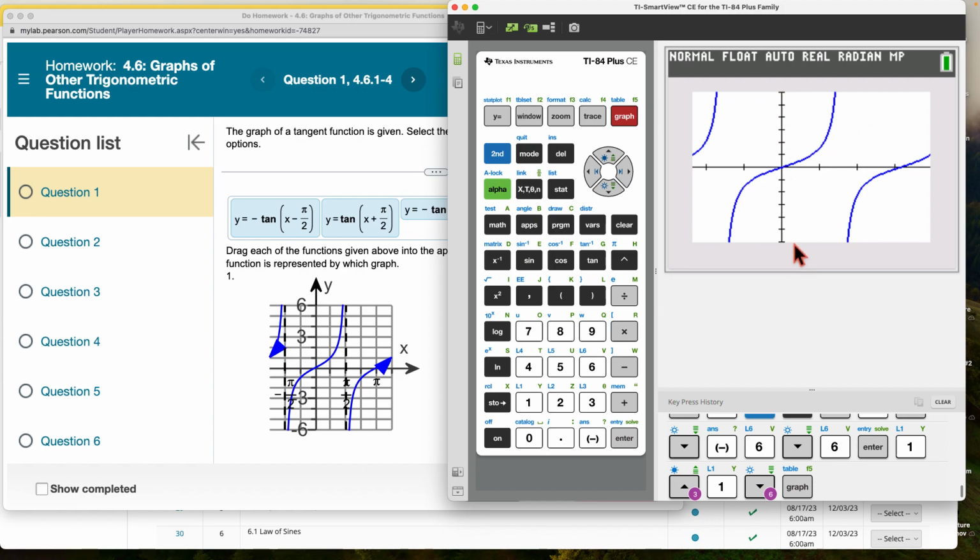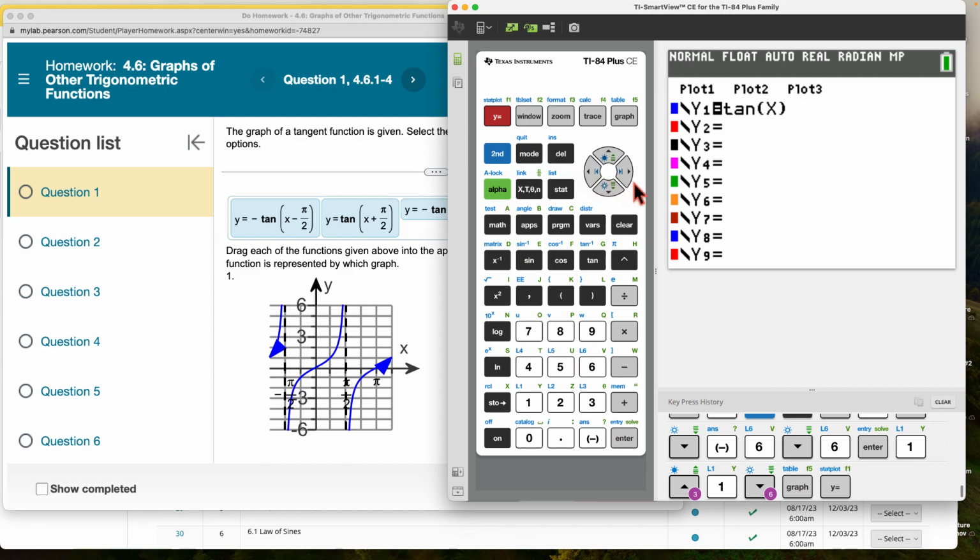And notice a standard tangent, my window's fitting, and it looks about like what they've got. What I would do next is then I can graph each of these, right? I can go y equals negative tangent x minus 2. Okay, let me draft that.